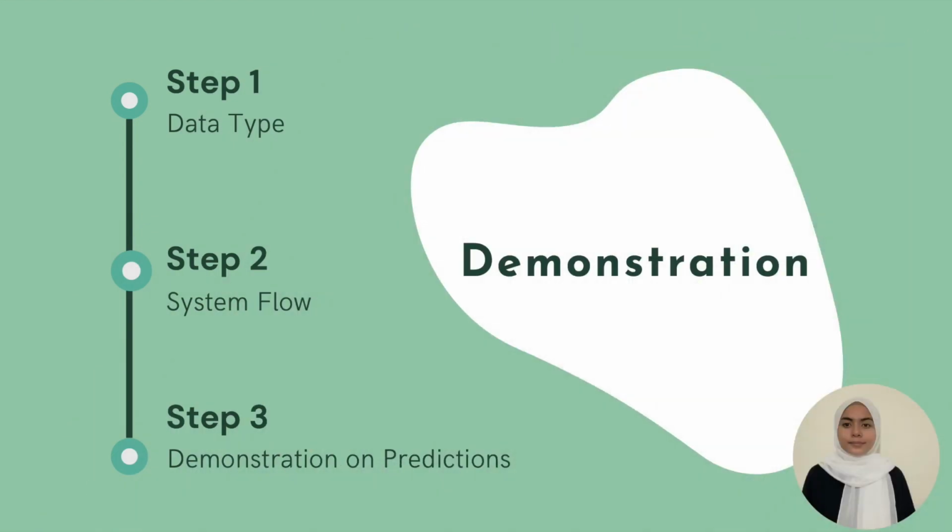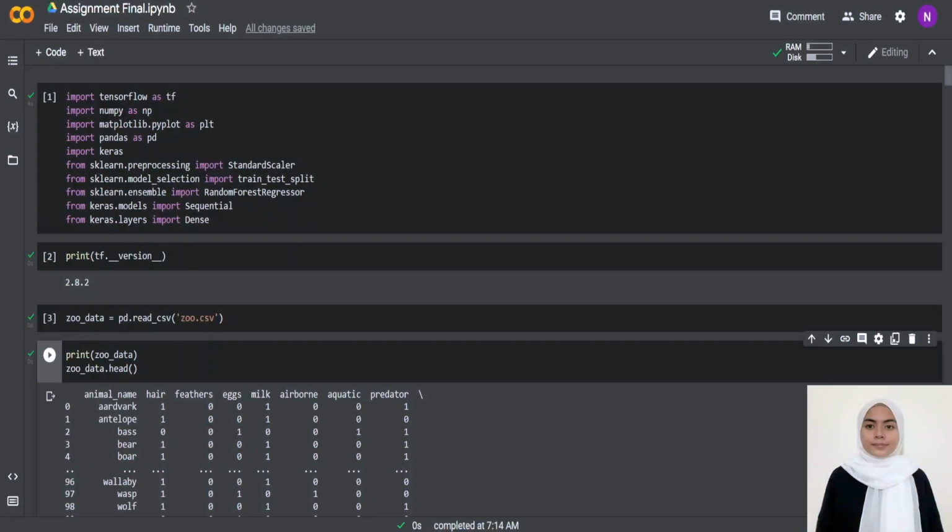Right. And now I'll be presenting the demonstration, which contains the data type, system flow, and demonstration on predictions. We will proceed with the Python notebook. Our data type is classification. First of all, we have to import the modules, and the modules that we use are TensorFlow, NumPy, Matplotlib, PyPlot, Pandas, Keras, StandardScaler from sklearn preprocessing, train_test_split from sklearn model selection, RandomForestRegressor from sklearn ensemble, Sequential from keras.models, and Dense from keras.layers.